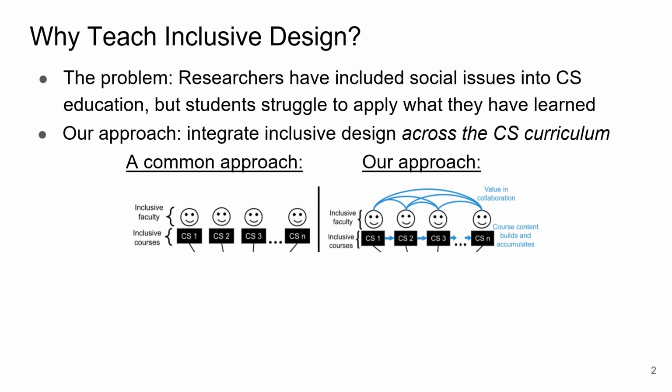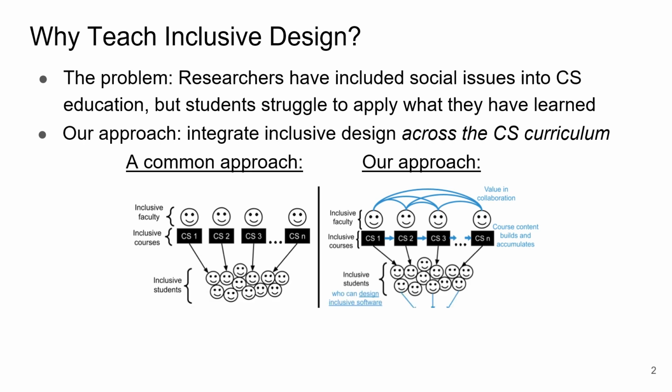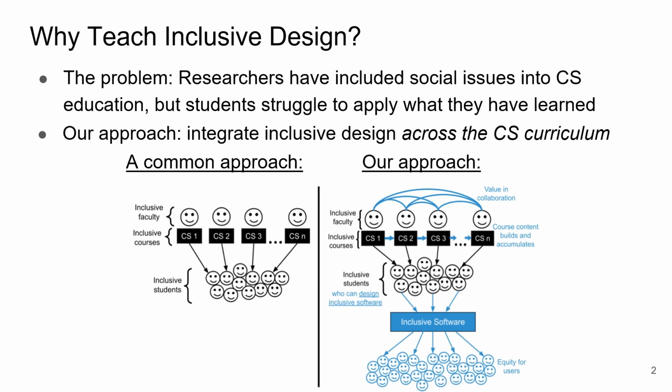At the third level are inclusive students who value inclusivity. But in our approach, these students have learned actionable inclusive design skills through the pieces embedded in their courses. Finally, students' ability to design inclusively also opens the door for two final pieces in our approach: the creation of inclusive software, which then contributes to equity for users.